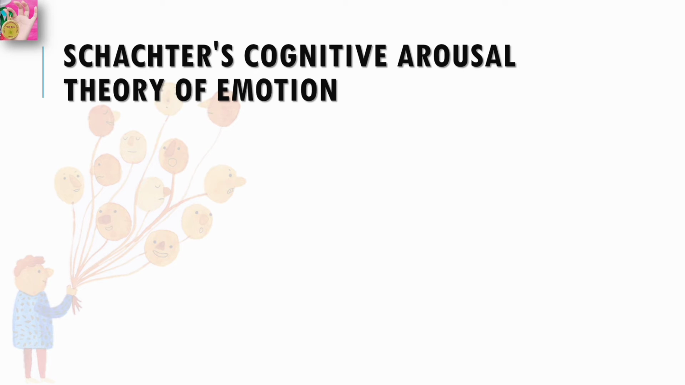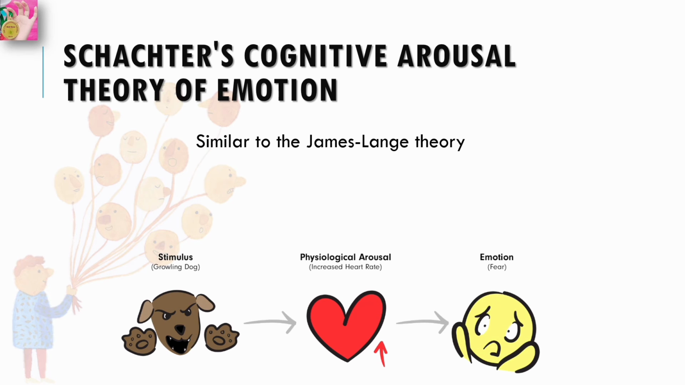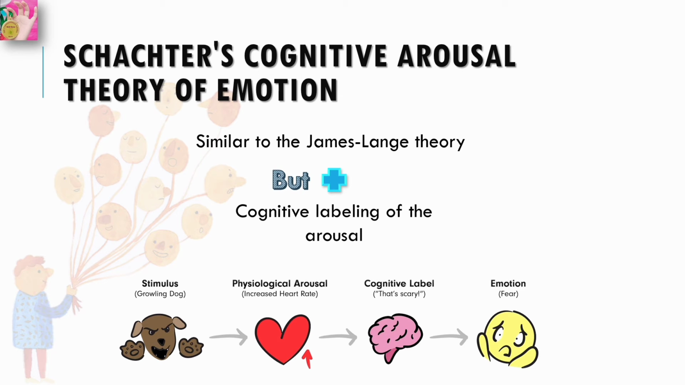If we talk more about Schachter's cognitive arousal theory of emotion, it is similar to the James-Lange theory, but adds the element of cognitive labeling of the arousal. Now, in this theory, a stimulus leads both to bodily arousal and the labeling of that arousal, which is based on the surrounding context, which leads to the experience and labeling of the emotional reaction.